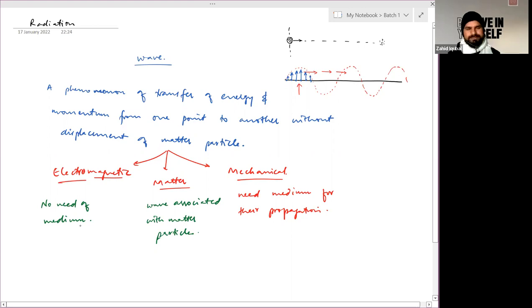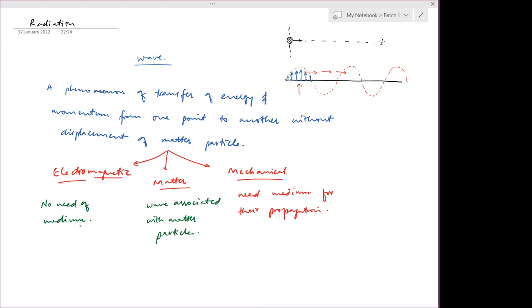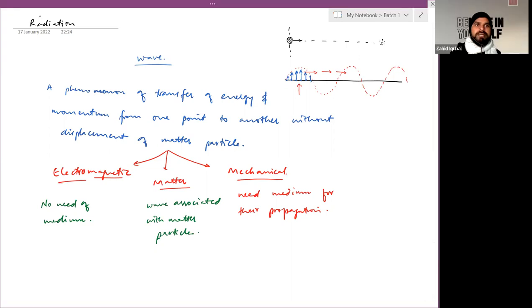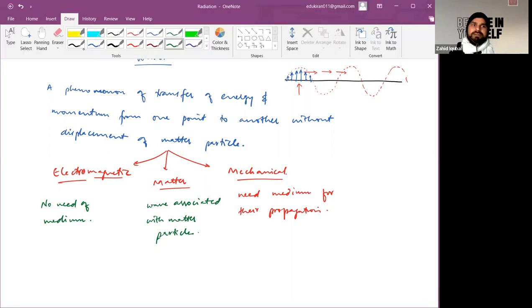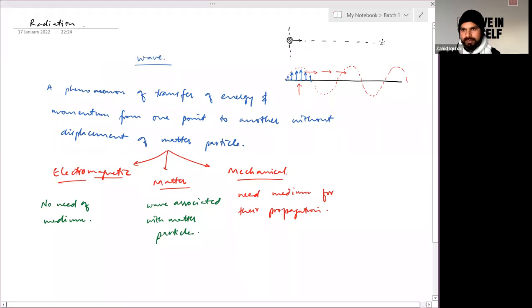Hamza, any doubt? No, sir. So from this part, you'll be asked, what do you mean by radiation? So you'll say, radiation is a type of electromagnetic wave. So it must have ability to travel through vacuum as well. And at what speed may it travel? So you will say at the speed of light.